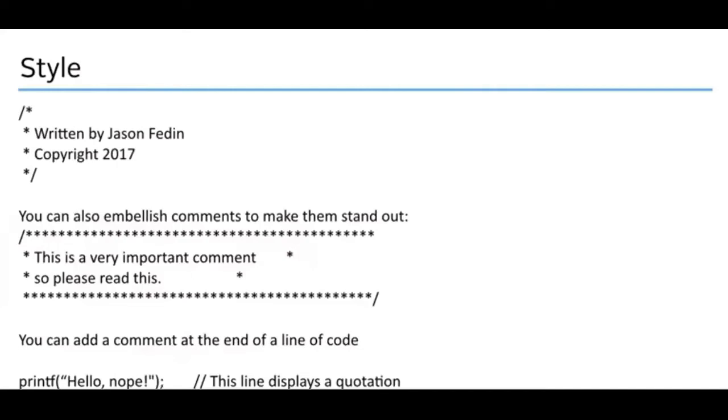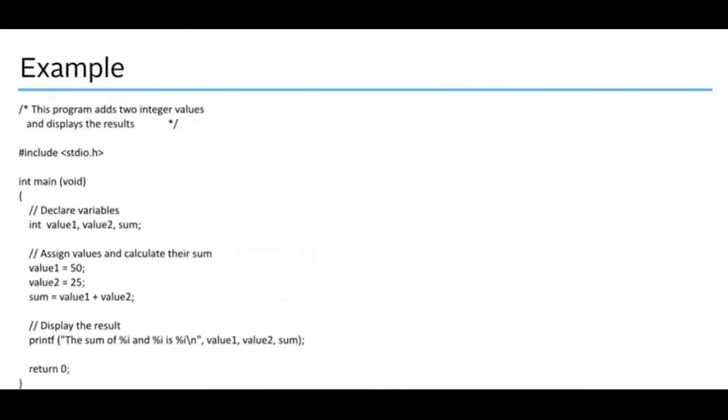Now the last example here, which is just a single line comment, is at the end of a line of code and it basically just tells you what that single line is doing. So you see these different styles of multi-line versus single line comments.